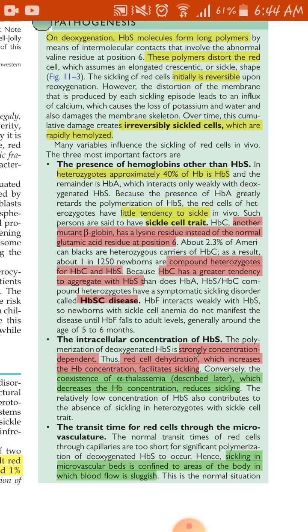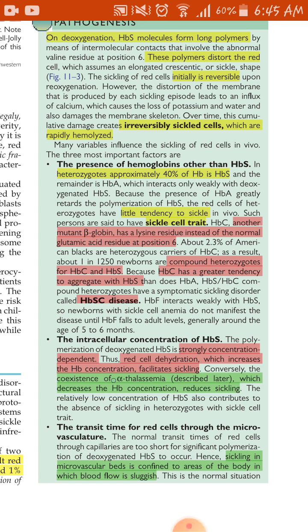The sickling of the red blood cells highly depends upon the concentration of hemoglobin S inside the red blood cell. Whenever there is high concentration of HbS, there is greater tendency of sickling of the red blood cells. For example, if there is dehydration of the red blood cell, then there is an increase in the concentration of HbS inside the cell. So in case of dehydration, there is increased chance of sickling of the red blood cell.